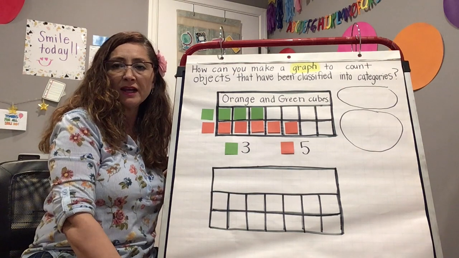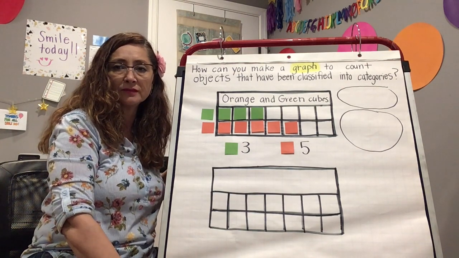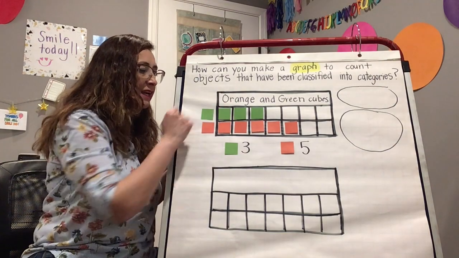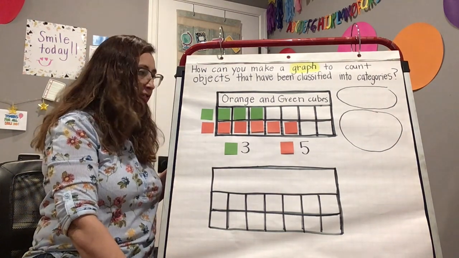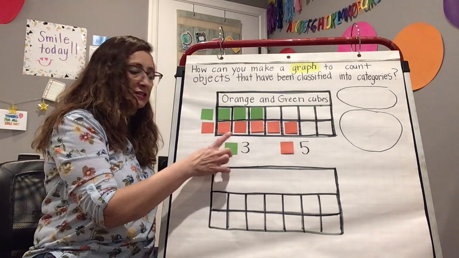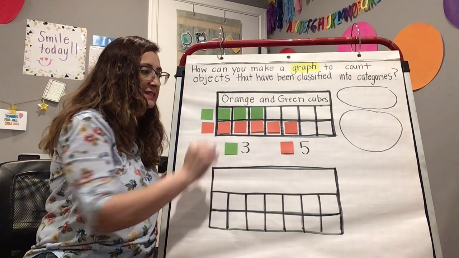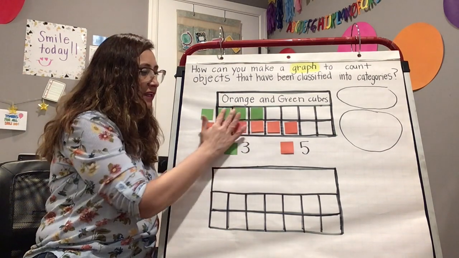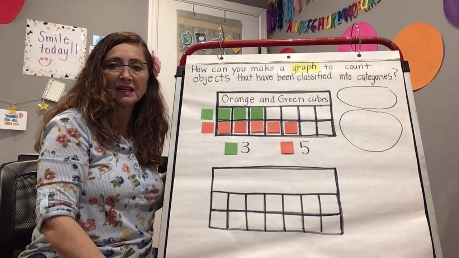Now, which one has less cubes? Which color has less cubes? That's right, green. How do you know green has less? That's right, because it's a smaller number than 5. It's less, 3 is less than 5. And we could tell here also, right? There's some missing here, so it's less.